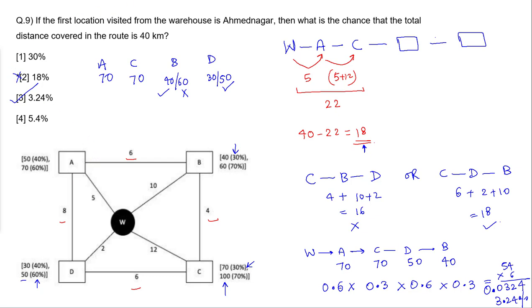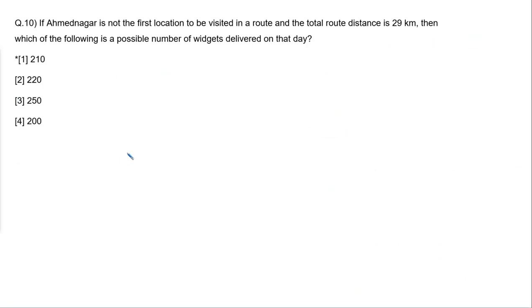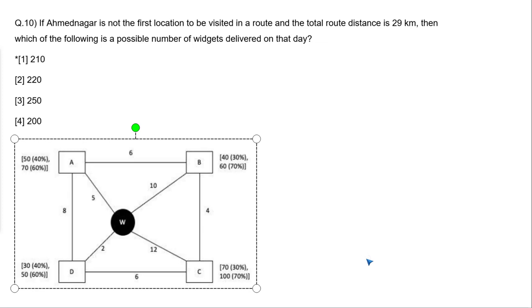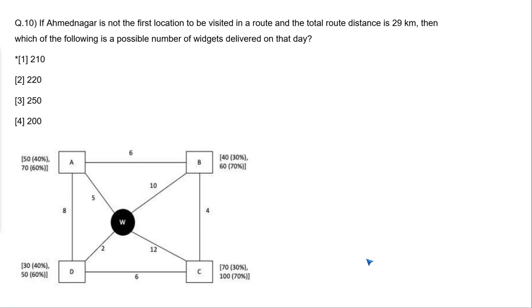After this, let's have a look at the next question, number 10. Question number 10 is: if Ahmednagar is not the first location to be visited in the route, and the total distance traveled is 29, then which of the following is a possible number of widgets delivered on that day? So let's have a look at it.